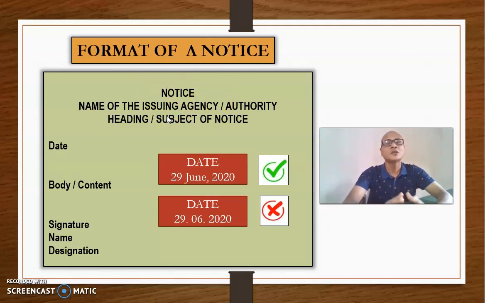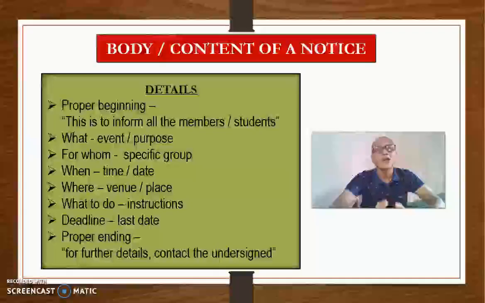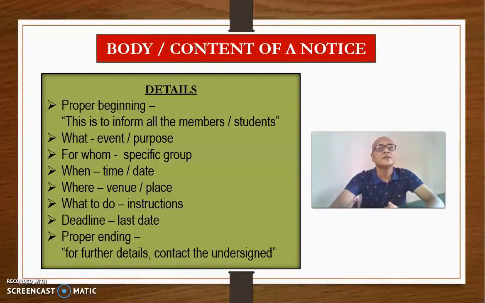So this is all about the format of a notice. You all have to keep in mind the exact and precise way of writing a notice. This is extremely important for all of you to keep in mind. Alright? Now, let me discuss about the content or the body of a notice. Dear students, here are some of the important details regarding the body or the content of a notice, which you all have to keep in mind while writing a notice.